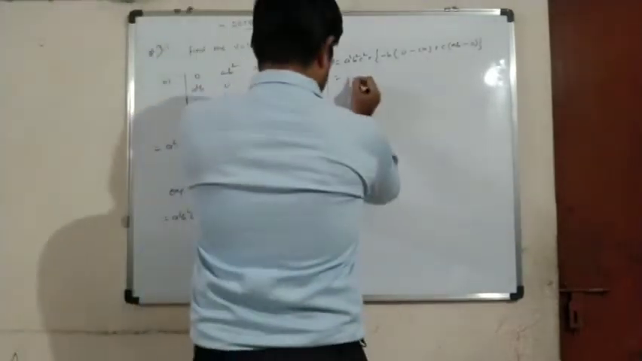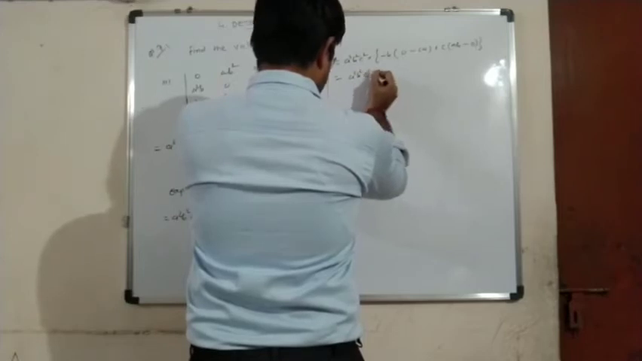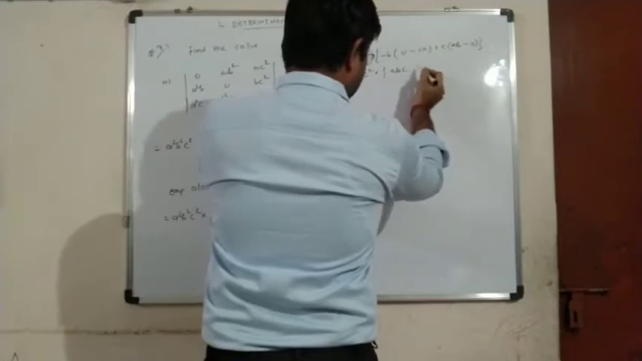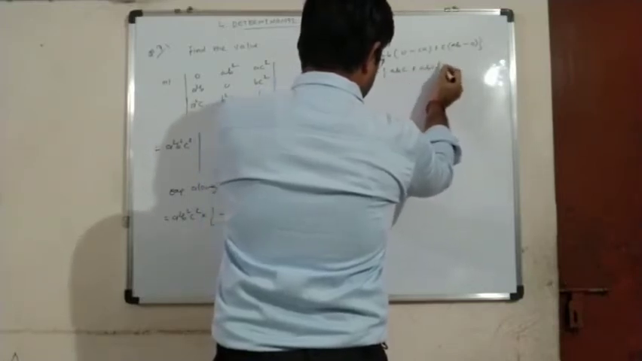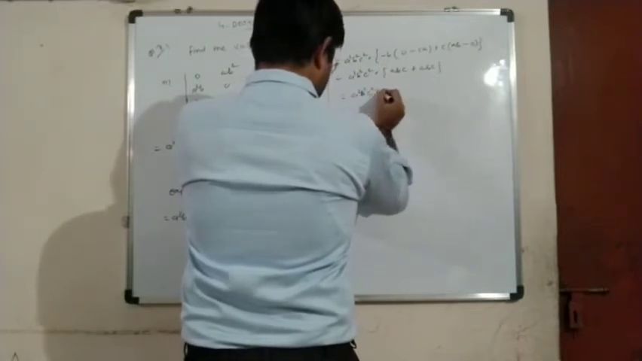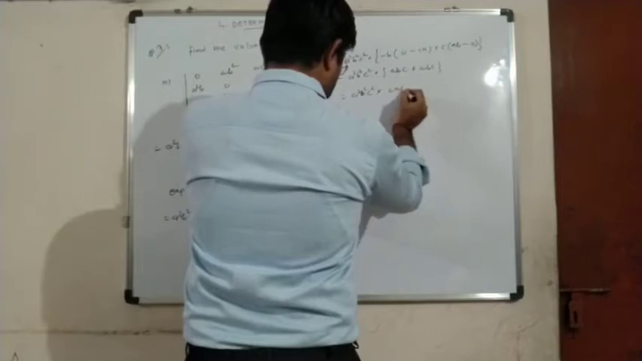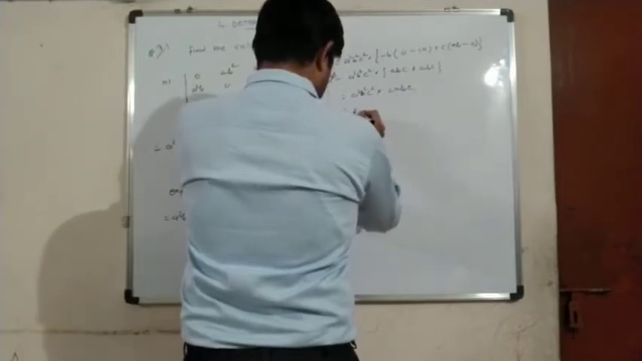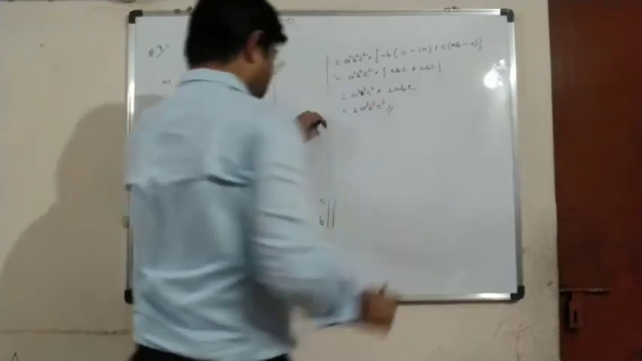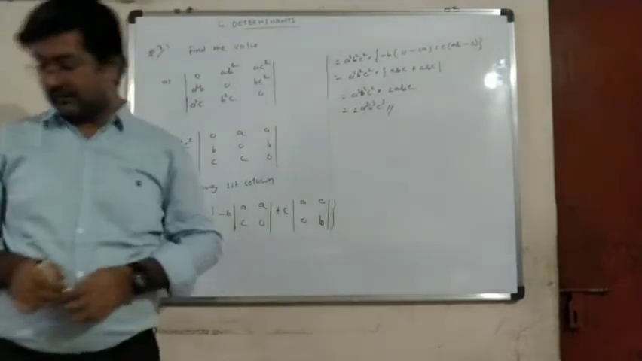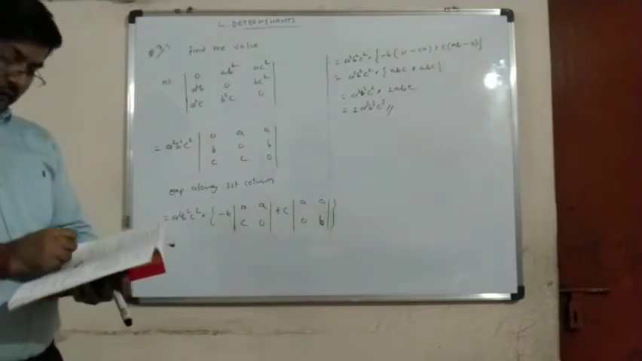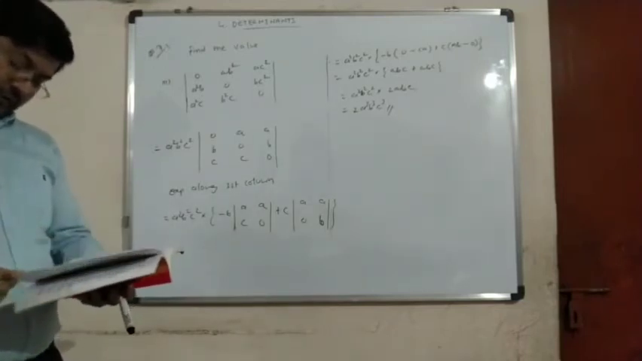Now further simplifying, we get a square, b square, c square into minus minus plus abc plus abc. So a square, b square, c square into 2abc equals 2 a cube, b cube, c cube. So this is the final answer. We have completed the second part of question number 7. Now let us solve the third one.